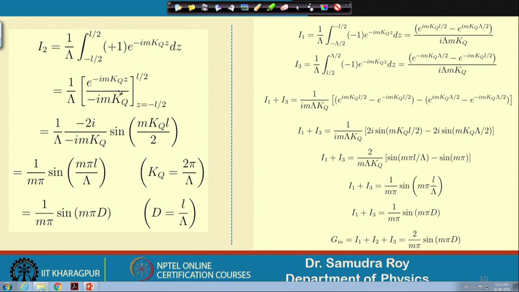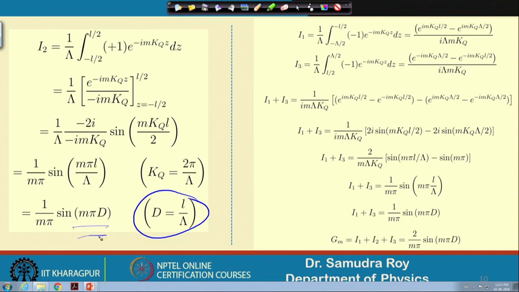So, from here we can easily find that this is sine, and now if I put the value of k_q, then k_q is 2 pi by lambda. So, if I put 2 pi by lambda here, then readily we can find that this value is nothing but 1 by m pi sine of m pi L by lambda. Now, I can also use this quantity, which is the duty cycle, a very important quantity. So, this I 2 becomes 1 by m pi, and if I put this ratio L by lambda as d, it is sine of m pi d.